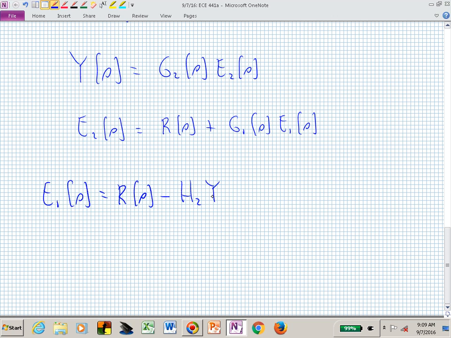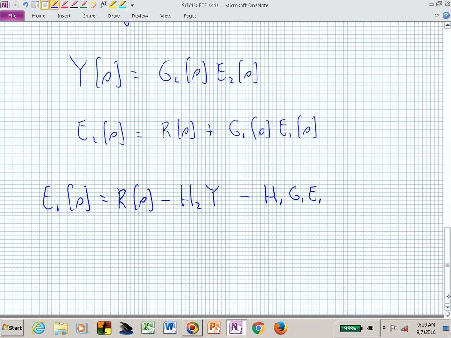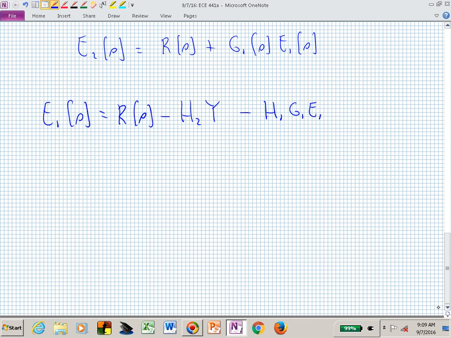And may I get sloppy and just remove the arguments? This is H sub 2 of S, Y of S, minus H1, G1, E1. I have a couple of E1 terms. I can combine those and obtain an expression for E1 in terms of R and Y, and that's what I'm wanting to do.